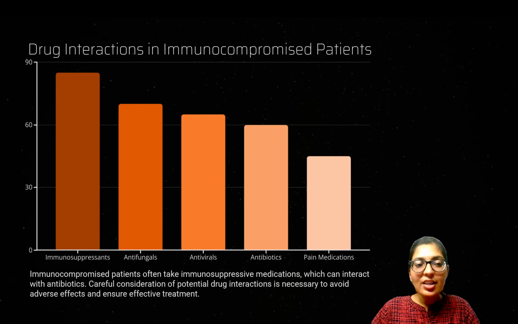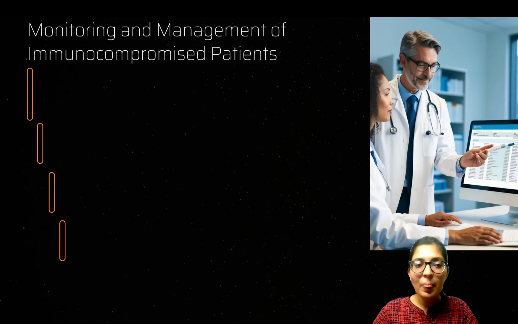This chart shows the drug interactions in immunocompromised patients, like immunosuppressants, antifungals, antivirals, antibiotics and pain medications. Immunocompromised patients often take immunosuppressive medications which can interact with antibiotics. Careful consideration of potential drug interactions is necessary to avoid adverse effects and ensure effective treatment.